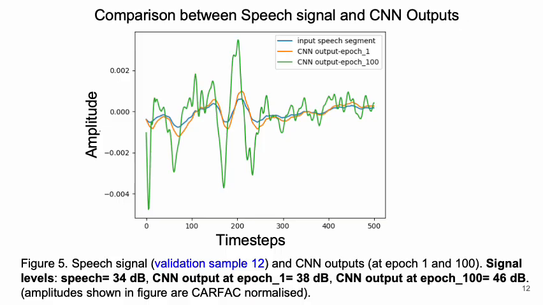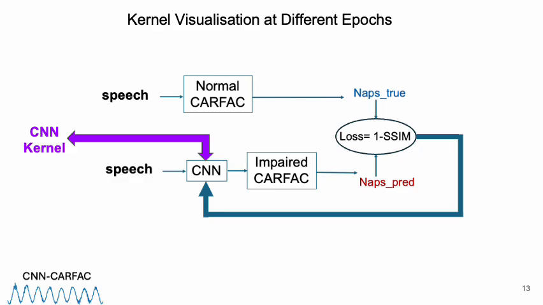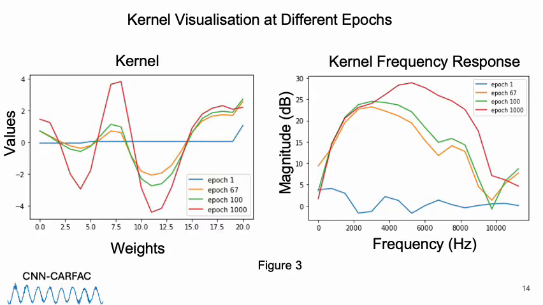This is just the same thing for another validation sample. Again, we can see this amplification of the CNN. The green one is the amplified version of the blue line, which is the input speech. And now I am going to show you the kernel of the CNN, kernel visualization at different epochs. In fact, we had a kernel with 21 weights. The blue line is the kernel at epoch 1, where nothing is happening yet, and you can see that as the number of epochs increases we can observe the learning pattern of the kernel.